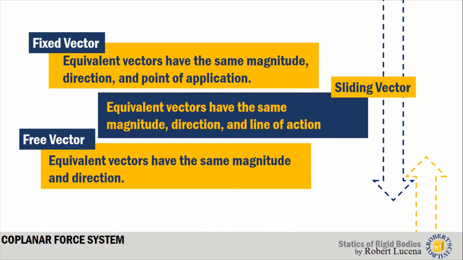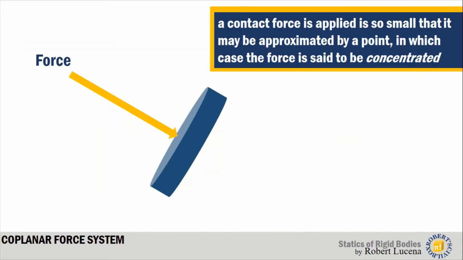So for a fixed vector, they have magnitude, direction, and point of application. For a sliding vector, they have magnitude, direction, and line of action. For a free vector, they only have magnitude and direction, but the point of application could be different and the line of action could be different. So let's appreciate that later. A force is applied over an area so small that it may be approximated by a point, in which case the force is said to be concentrated.